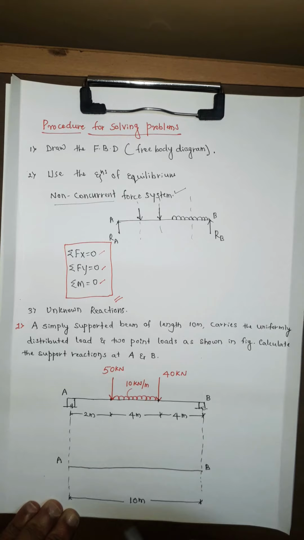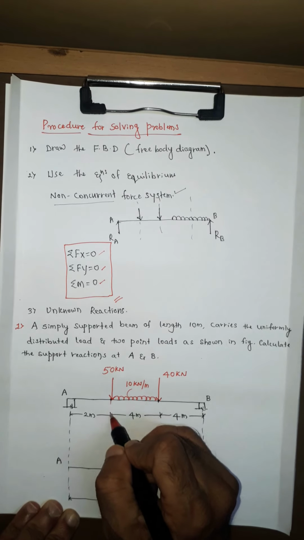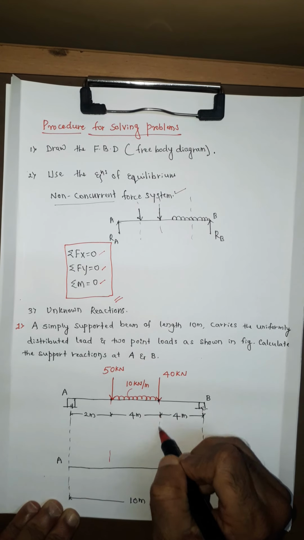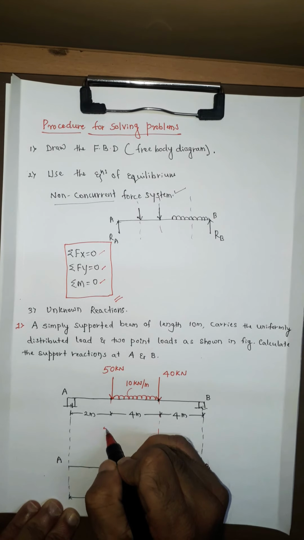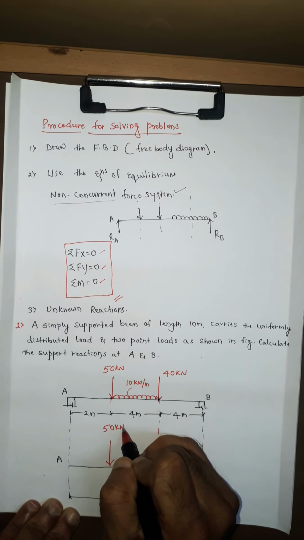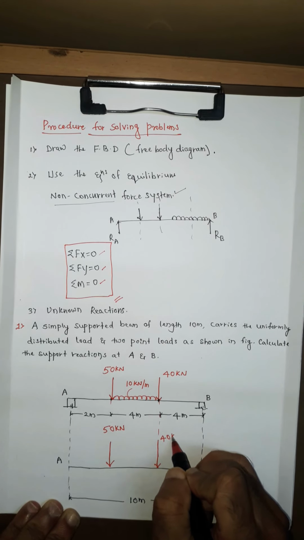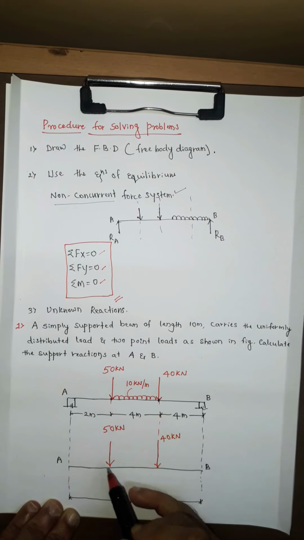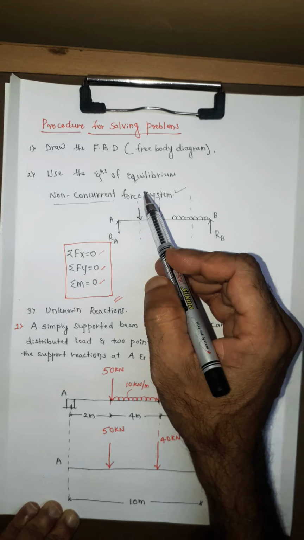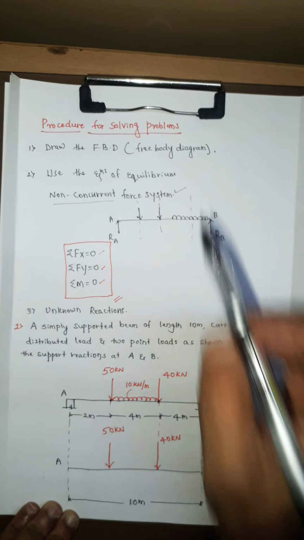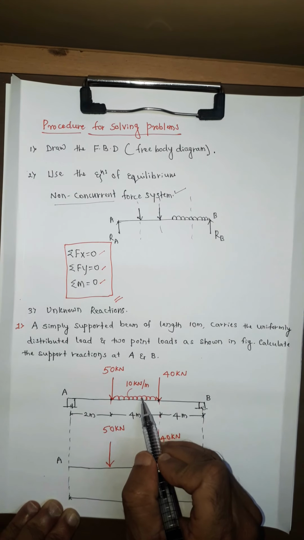Now whatever the point loads are there, you are going to draw them as it is. This is 50 kilonewton, this is 40 kilonewton. Point load 50 kilonewton, point load 40 kilonewton. Then as per the second step, before using the equilibrium equations, this UDL is converted into point load.